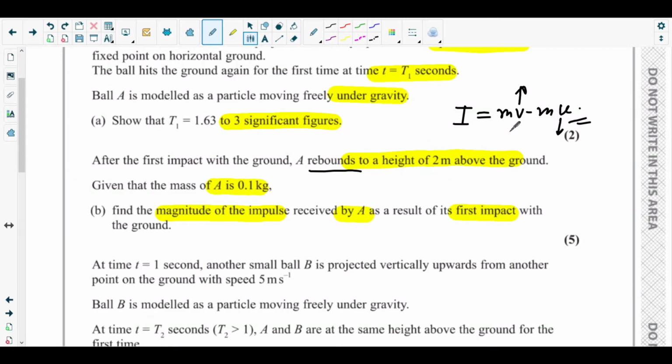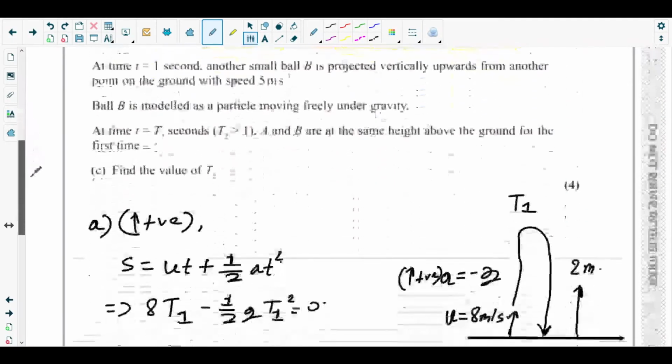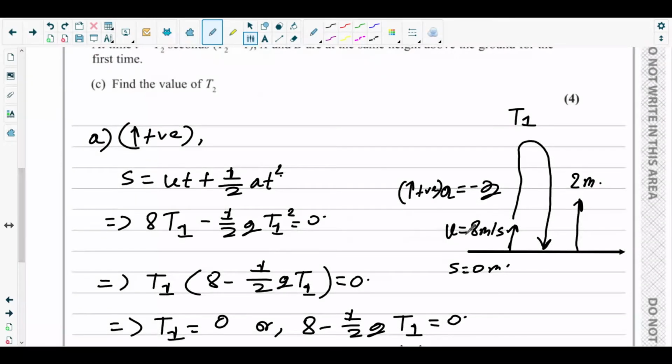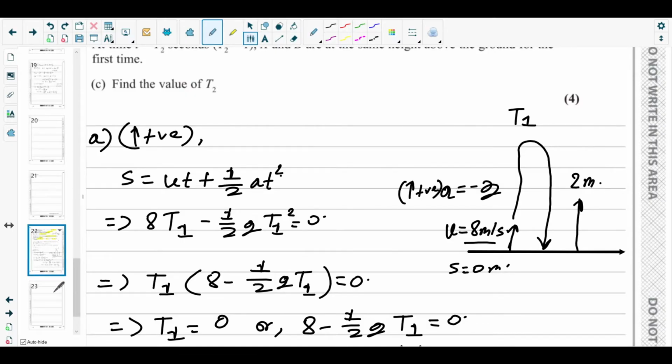We need to find out the rebound speed and the approach speed. Approach speed is very simple to find out, because initial speed is 8 meter per second. The speed of projection is 8 meter per second, and since it's projectile motion under the force of gravity, the ball is reaching the same level, that is the ground, after t1 seconds. So that means initial speed is equal to the final speed. So we got the approach speed.